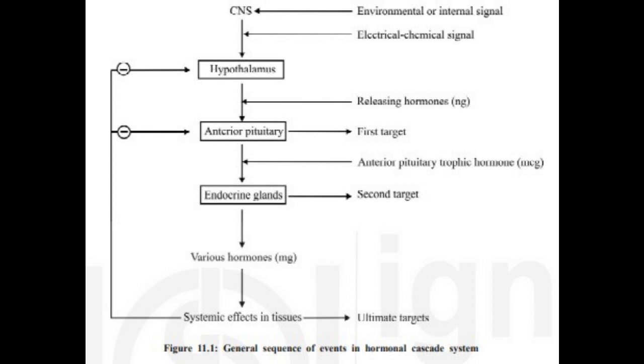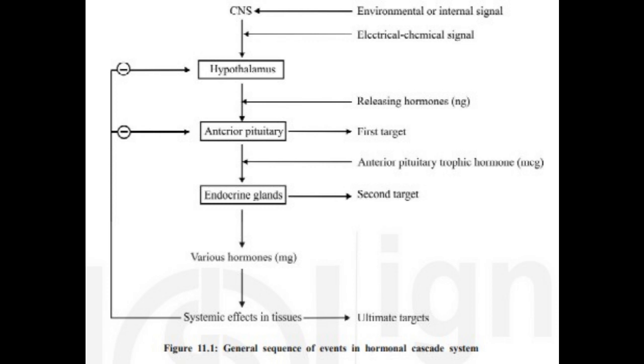Figure 11.1, General sequence of events in hormonal cascade system. For your better understanding, a specific example is given in Figure 11.2. If there is an infection or hemorrhage or hypoglycemia, or the person perceives fear or pain, electrical and chemical signals are generated which are received by the central nervous system. The CNS in turn passes on the signals to the hypothalamus.